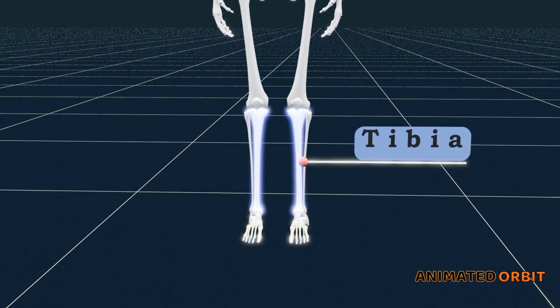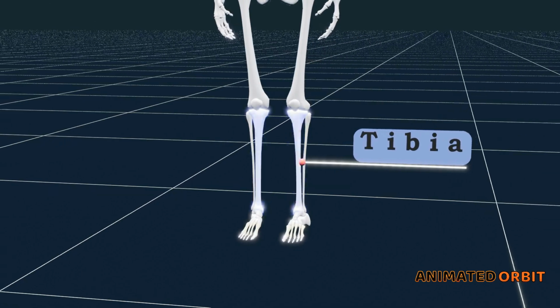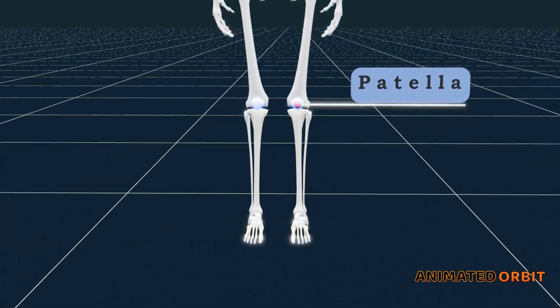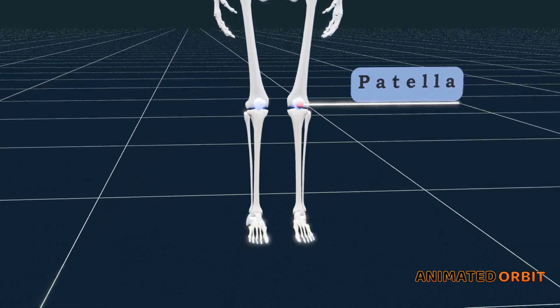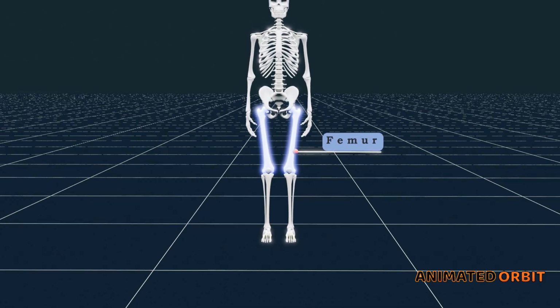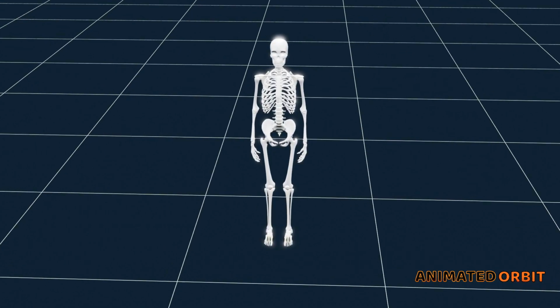The tibia is the thicker, weight-bearing bone in the lower leg, connecting the knee to the ankle. The patella, or kneecap, is a small bone that protects the knee joint and improves the leverage of thigh muscles. The femur, or thigh bone, is the longest and strongest bone in the body, supporting weight and enabling movement.